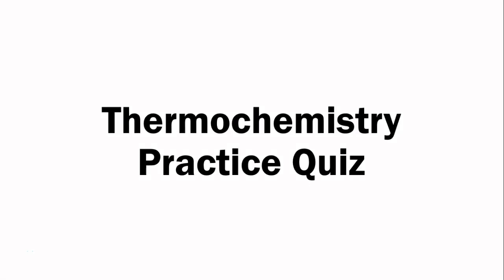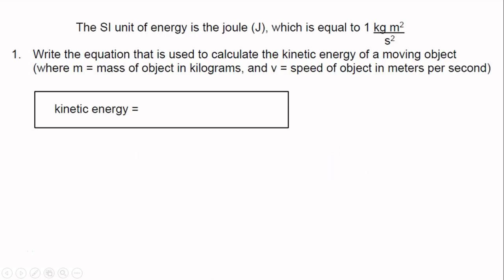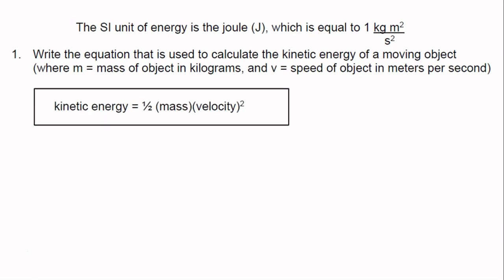These are the answers to the thermochemistry practice quiz. Number 1. Write the equation that is used to calculate the kinetic energy of a moving object, and that equation from physics is kinetic energy is equal to 1/2 mv squared, or 1/2 mass times velocity squared.